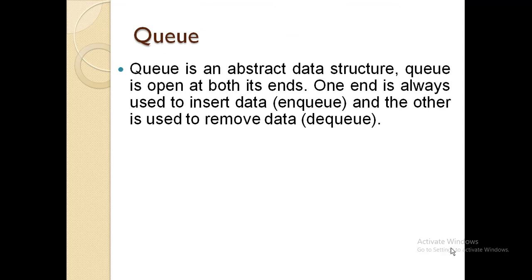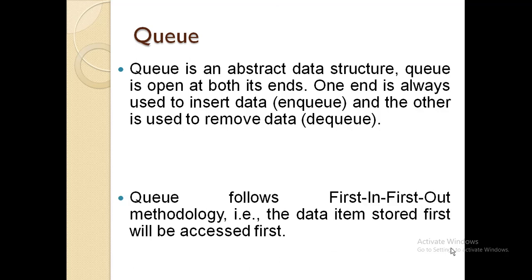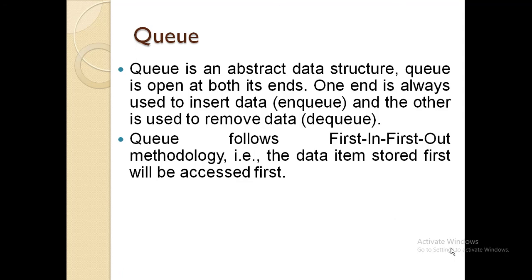Queue is an abstract data structure. Queue is open at both its ends. One end is always used to insert the data, which is called the enqueue operation in a queue, and another end is used to remove the data, which is called a dequeue operation in a queue. Queue follows first in first out methodology. That means the data item which is inserted first in a queue will be accessed first.